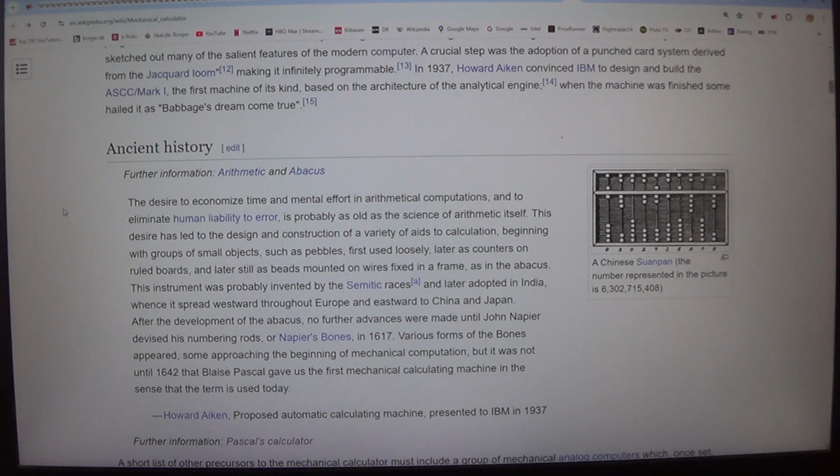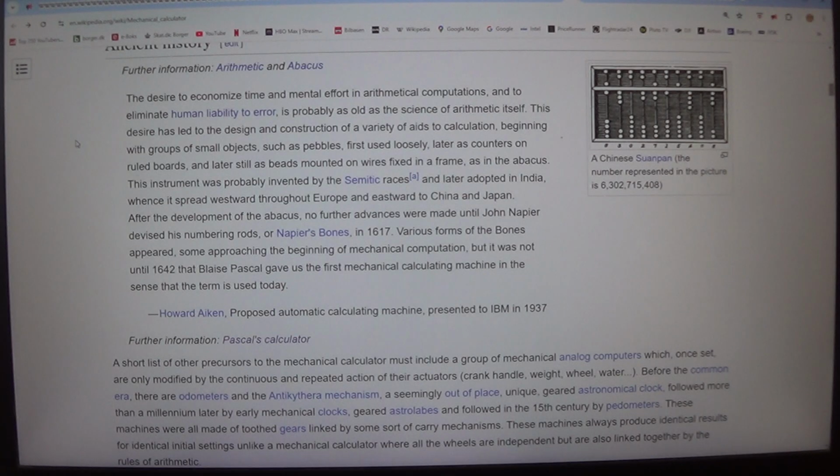Ancient History. Further information: Arithmetic and Abacus. The desire to economize time and mental effort in arithmetical computations, and to eliminate human liability to error, is probably as old as the science of arithmetic itself. This desire has led to the design and construction of a variety of aids to calculation, beginning with groups of small objects, such as pebbles, first used loosely, later as counters on ruled boards, and later still as beads mounted on wires fixed in a frame, as in the abacus.